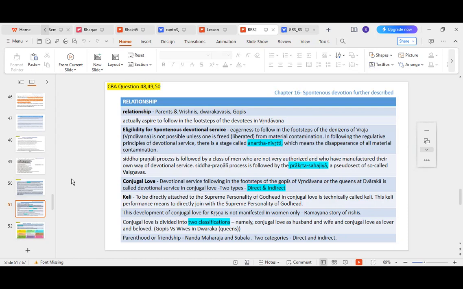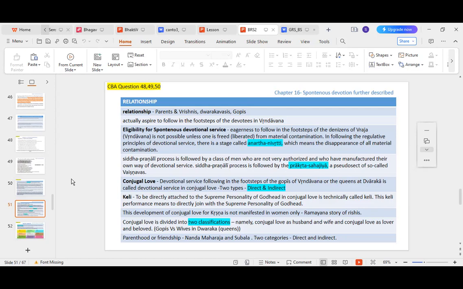So one is conjugal love, directly husband and wife, and then the indirect one is this. That is one. The second portion on love is, directly, the Vatsalya Bhava and the Sakhya Bhava.